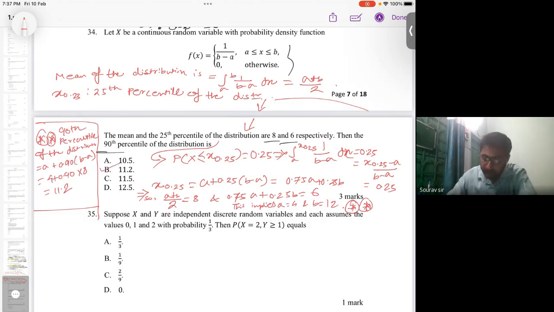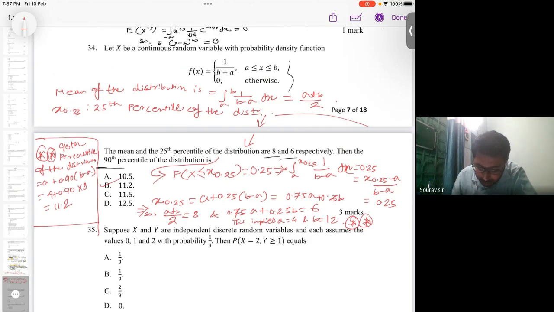So this solution is kind of haphazard. At first we found the mean of the distribution. Then we wrote this part. After that, I started the solution from here. Here we found that the value is equal to 0.25. Now x 0.25 is equal to this, and from there we found the value of a is equal to 4 and b is equal to 12. Then I have given 2 star marks here, and the end part of the sum is here, where we finally found the 90th percentile of the distribution, that is equivalent to 11.2, the same as option B.